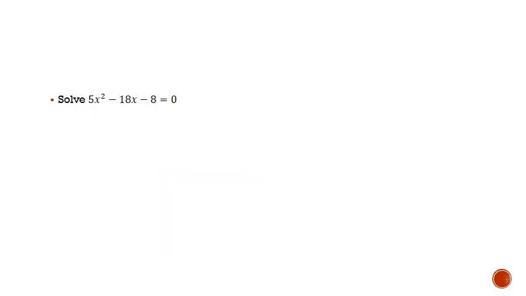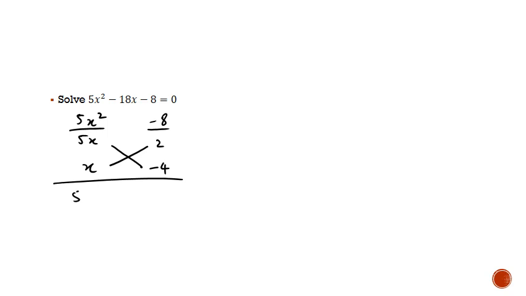Alright, let's do an example here. 5x squared minus 18x minus 8 gives you a 0. If we use our cross method and we check the numbers, we have 5x and x, that's the only combination you have for 5. And then for 8, you'll be using negative 4 and 2. That way it gives you 20.